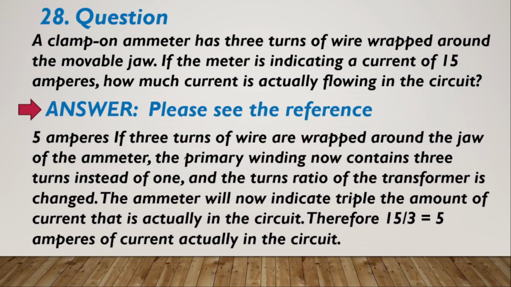Question number 28. A clamp-on ammeter has 3 turns of wire wrapped around the movable jaw. If the meter is indicating a current of 15 amperes, how much current is actually flowing in the circuit? Please see the reference.